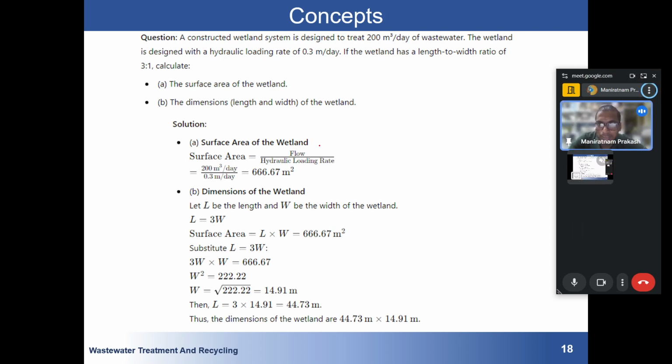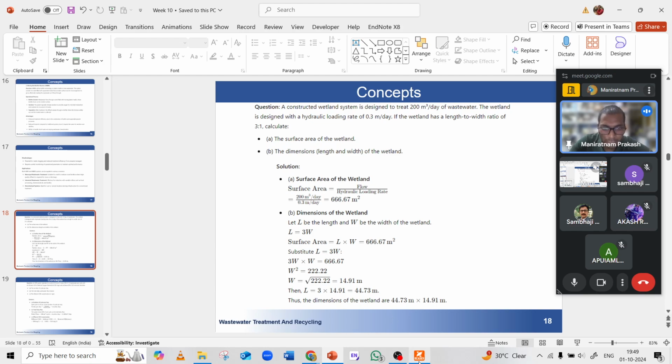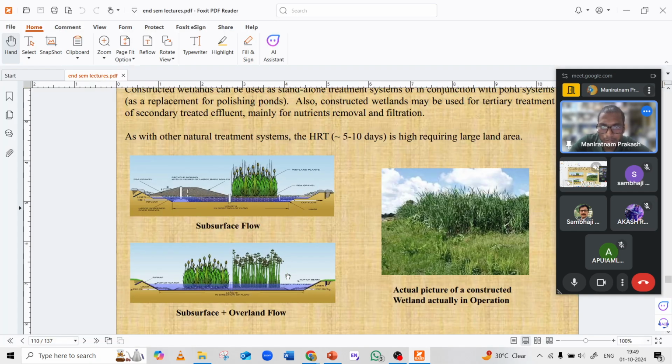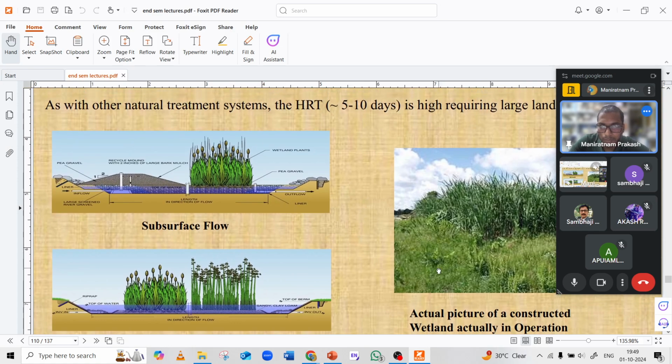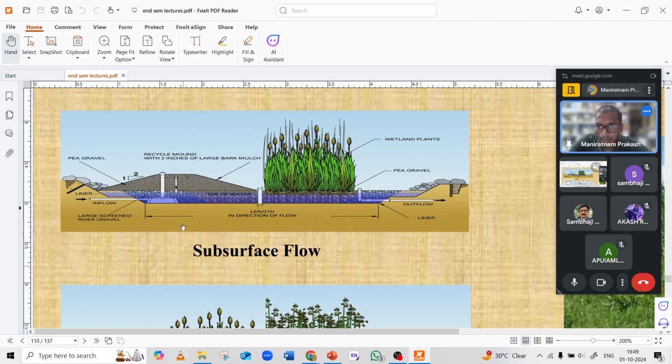So remember, first you should have a picture, an idea of how a wetland looks. If you know this picture, see, this is the length, this is the height. You can see the length is in the direction of flow, okay, and this is the height. Remember, all of these are parts of wetlands, okay.